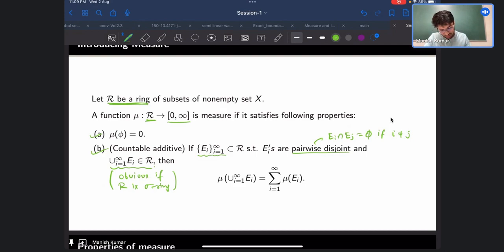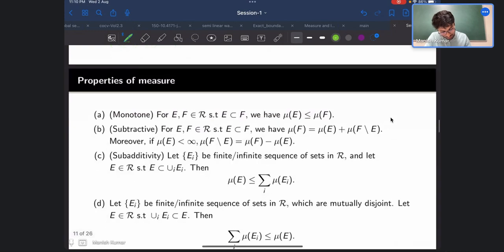For defining a measure we need these two properties, and it is a non-negative function and it takes values in the extended real line system, which means it can take the value infinity as well. Okay, so this was all about measure. Now I'll list down some properties of measure, which are as follows.